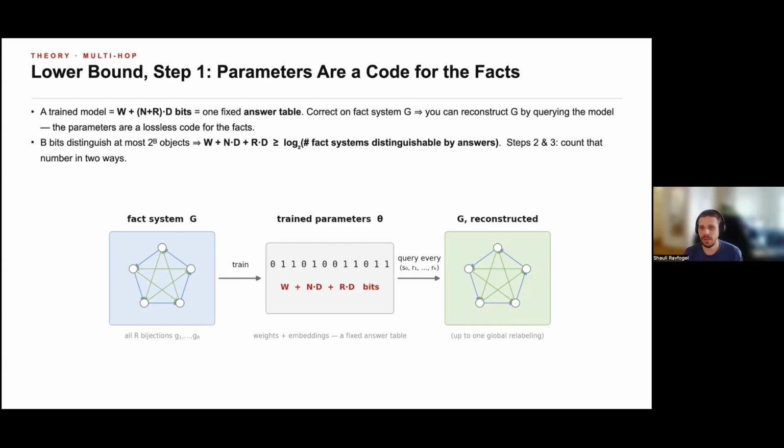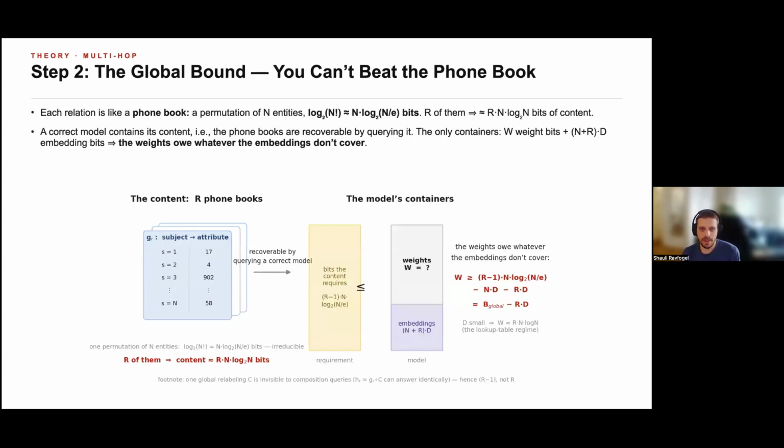And then in the next two steps, we are going to count this right-hand term, the number of fact systems distinguishable by the answers, in two different ways. So the first one is this phone book view, that each relation is like a phone book, right? It's a permutation over the N entities. So each one of them is going to need log N factorial bits, or roughly N log N bits. And we are going to have R of them, so we're going to need R N log N bits.